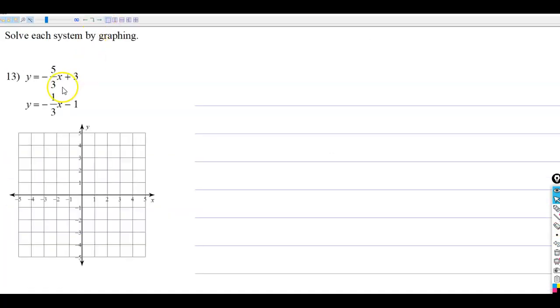Now we're going to move on to a whole new topic. We're going to talk about solving systems of equations by graphing. The way you do this is by graphing each line and finding out where the lines cross.